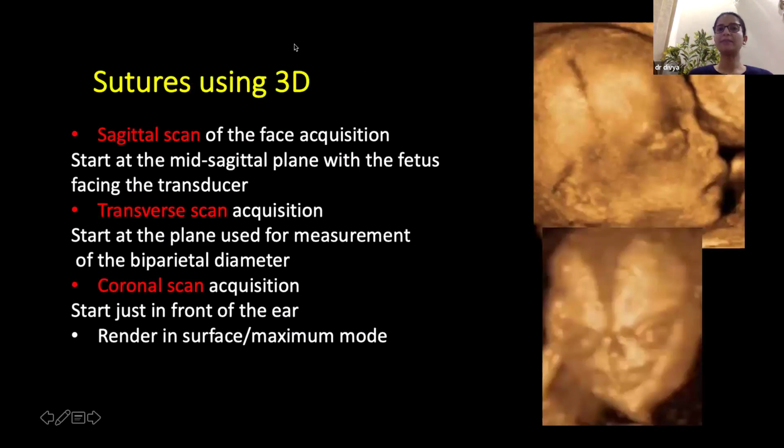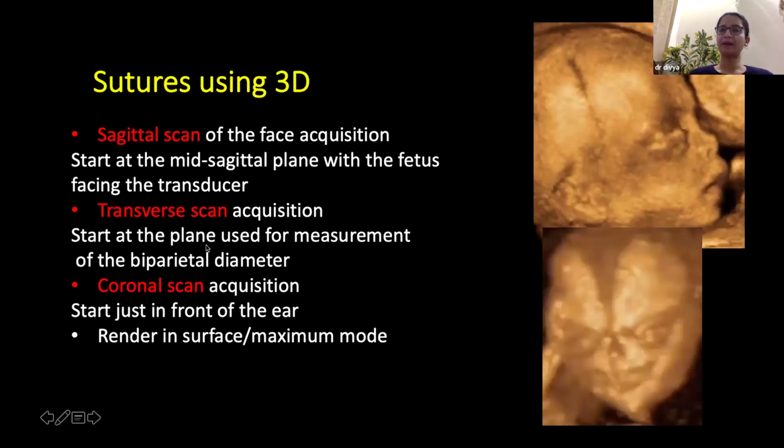Sutures are actually seen better on 3D, as you see here. This is a second trimester fetus, and you can appreciate part of the coronal suture here. In order to acquire sutures on 3D, you can do it in the sagittal or transverse plane. The acquisition in the sagittal plane is done when the face is in the median face profile view.